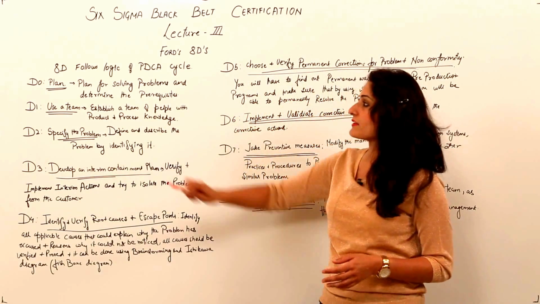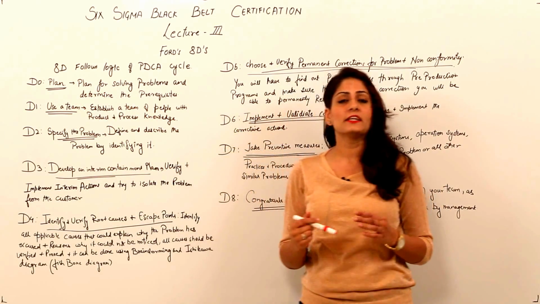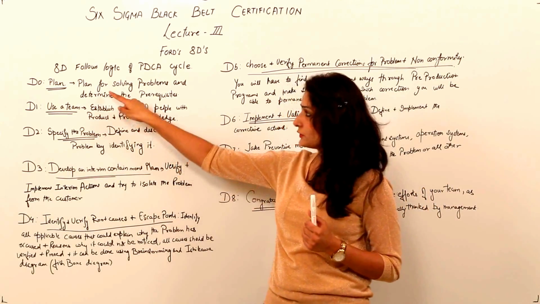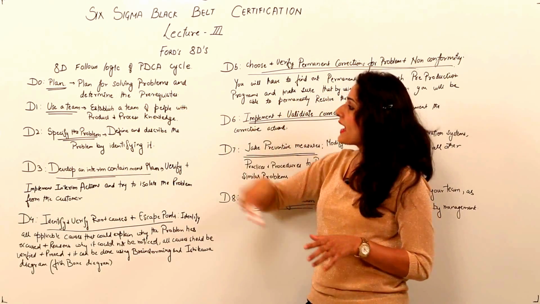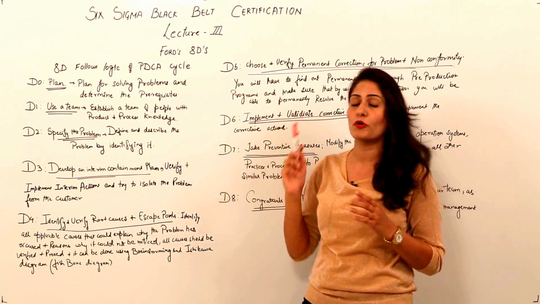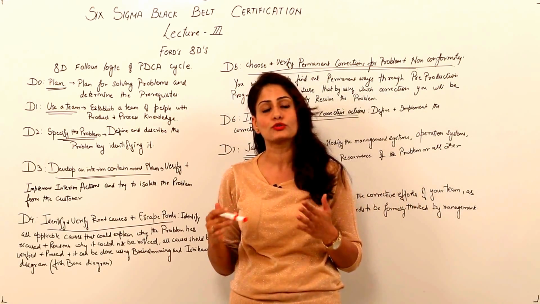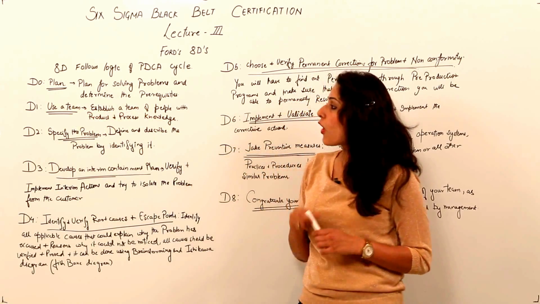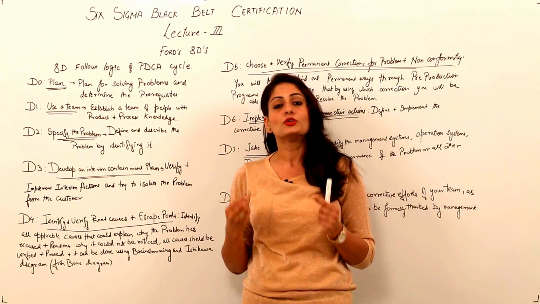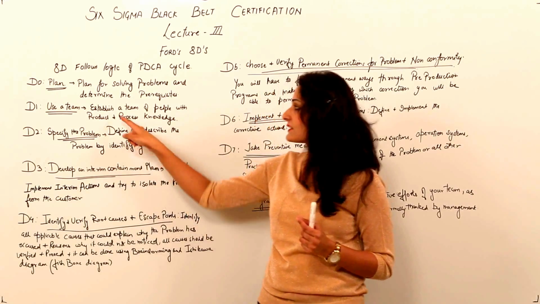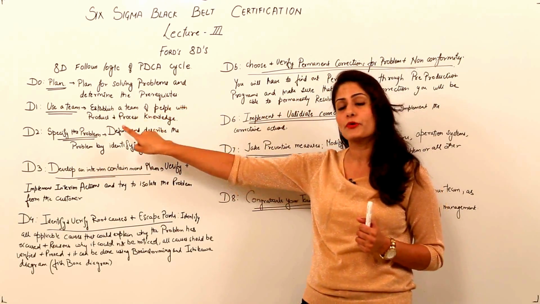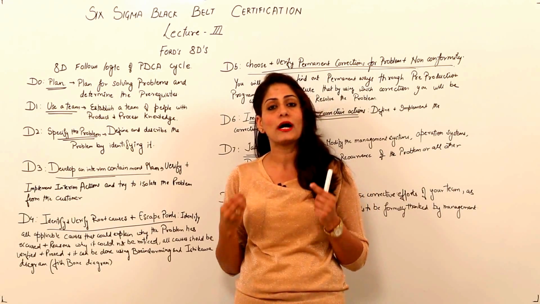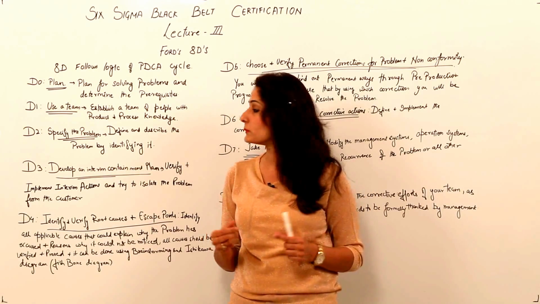So the first step is plan. Obviously, if you have to start any project, you would first plan. You plan for solving the problems and determine the prerequisites, that is, what your requirements would be and how you would go through this process. Second is use a team. Obviously, after you have a plan, you will choose your team, that is, establish a team of people with product and process knowledge, because this is the team which will help you to identify and resolve the problem.